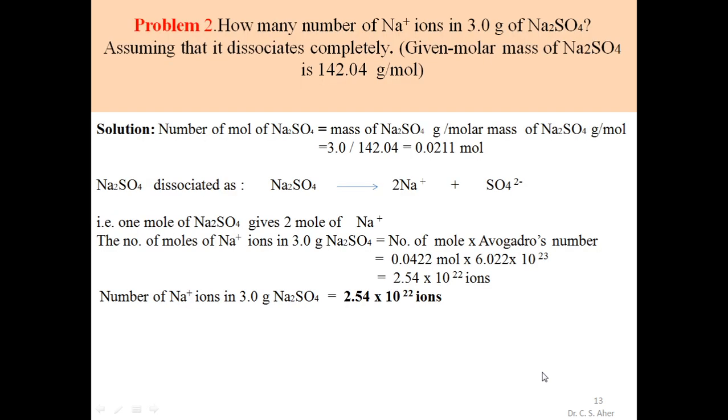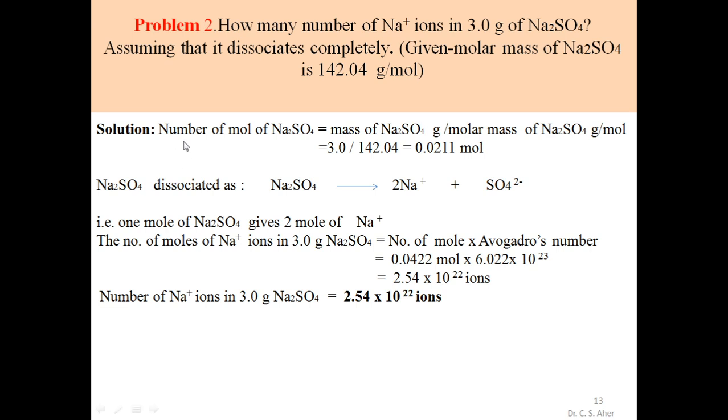Second example: how many sodium ions, Na plus ions, are in 3 gram of sodium sulfate, Na2SO4, assuming that it dissociated completely. So when this salt is added in water, we assume that it is 100% ionized, and thus Na plus ion is 100% released. Given is the molar mass of sodium sulfate, Na2SO4, which is 142.04 gram per mole. So how do we solve this problem?